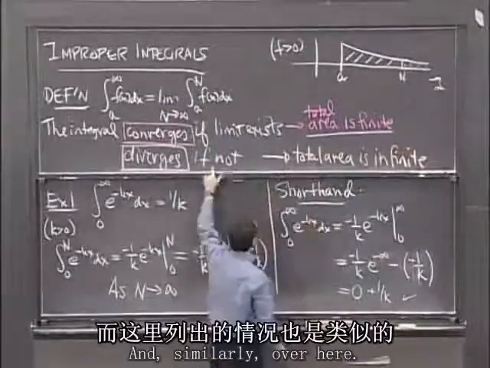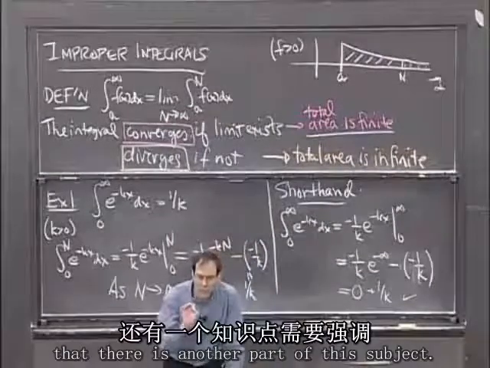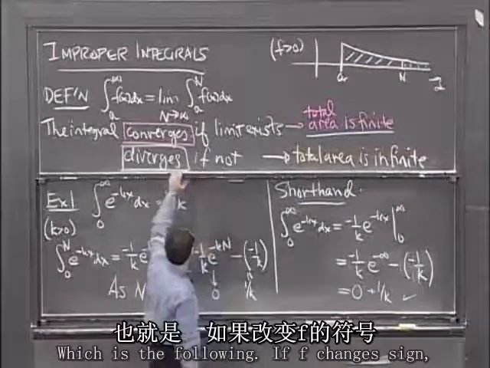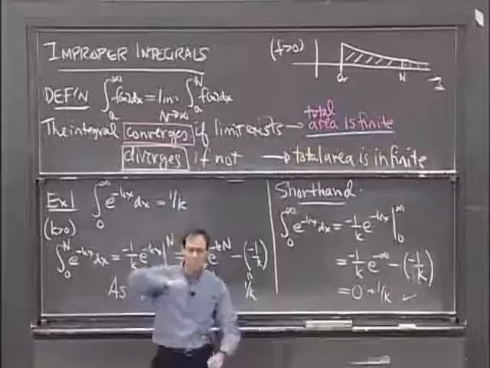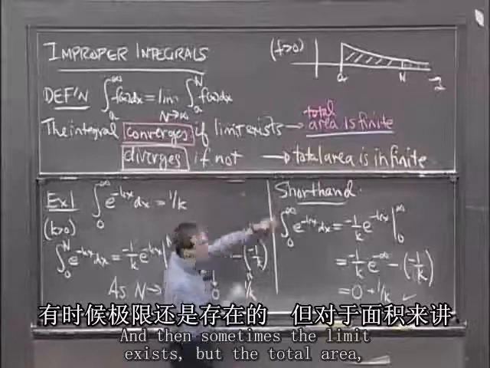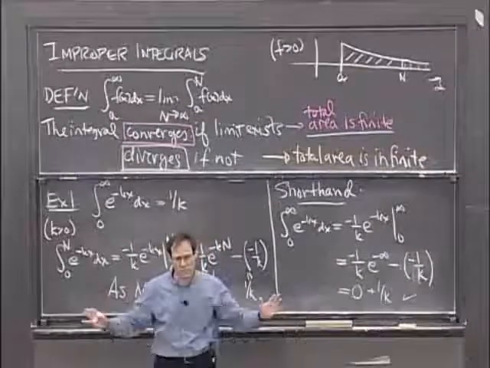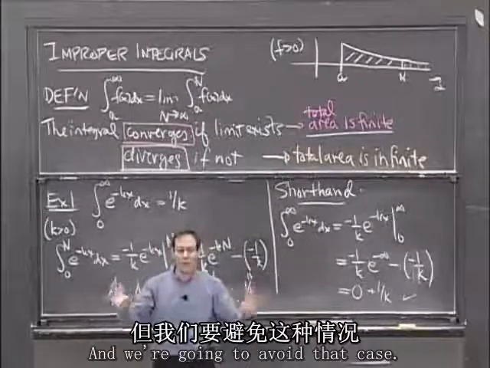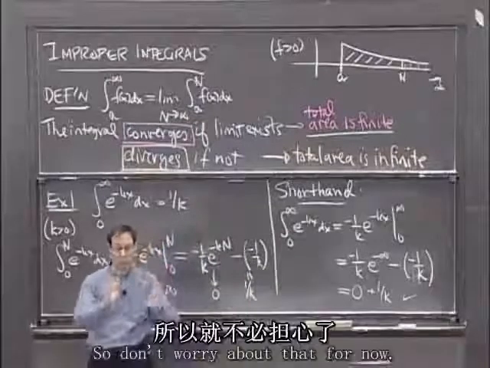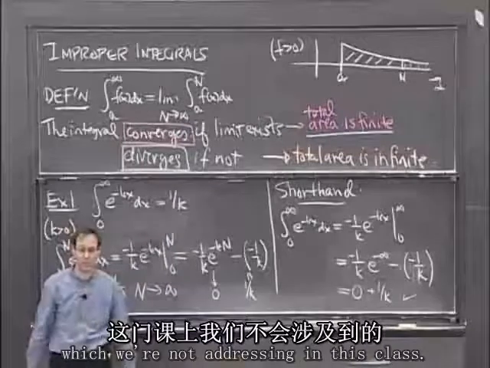And similarly over here. I might add, however, that there is another part of this subject which I'm skipping entirely, which is a little bit subtle, which is the following. If f changes sign, there can be some cancellation and oscillation. And then sometimes the limit exists, but the total area, if you counted it all positively, is actually still infinite. And we're going to avoid that case. We're just going to treat these positive cases. So don't worry about that for now. That's the next layer of complexity, which we're not addressing in this class.